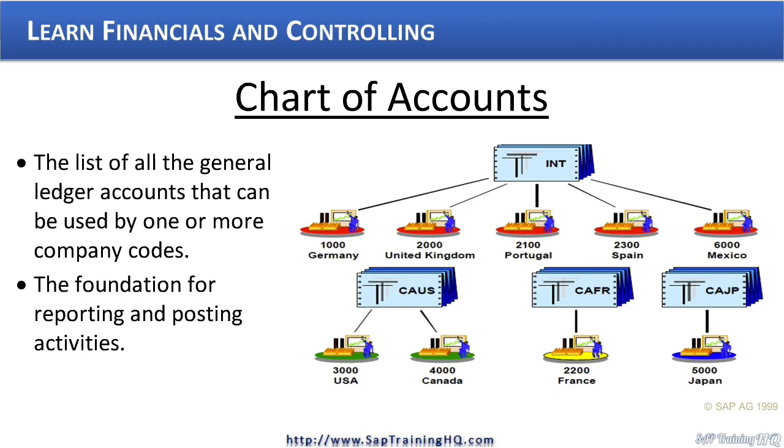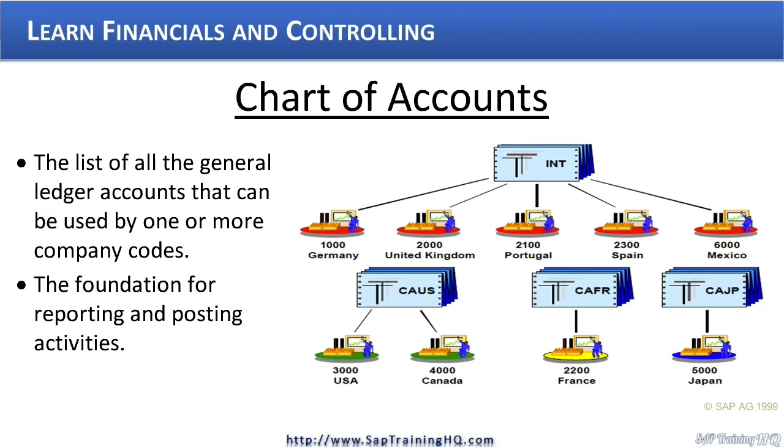Let's take a look at the chart of accounts in use in the IDAS system. The IDAS systems are SAP internal demo systems that are used for training purposes. The IDAS company codes use the following chart of accounts. INT is used by company codes 1000, 2000, 2100, 2300 and 6000. CAUS is used by company codes 3000 and 4000. CAFR is used by company code 2200 and CAJP is used by company code 5000.